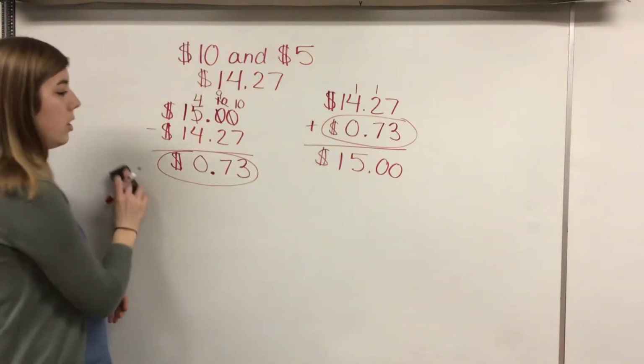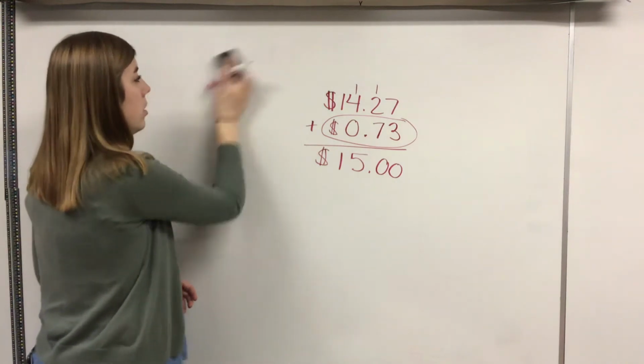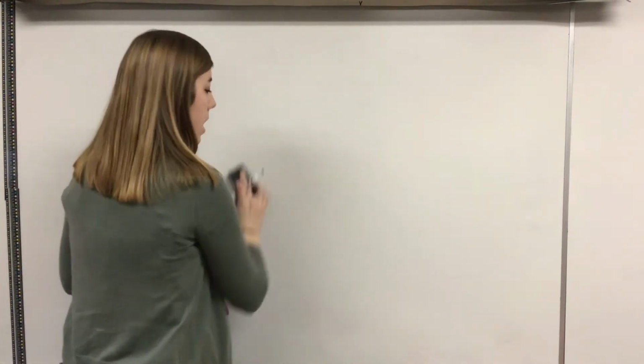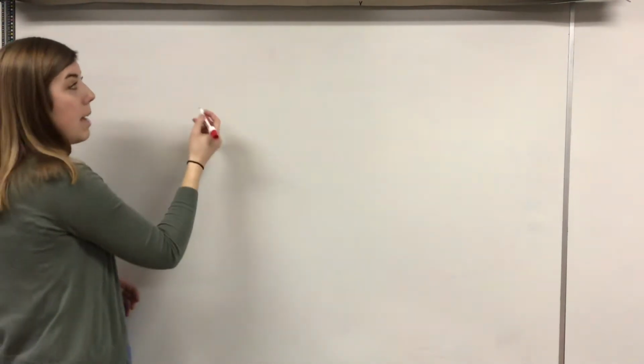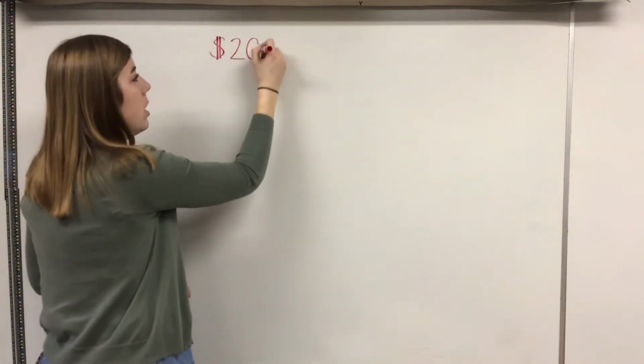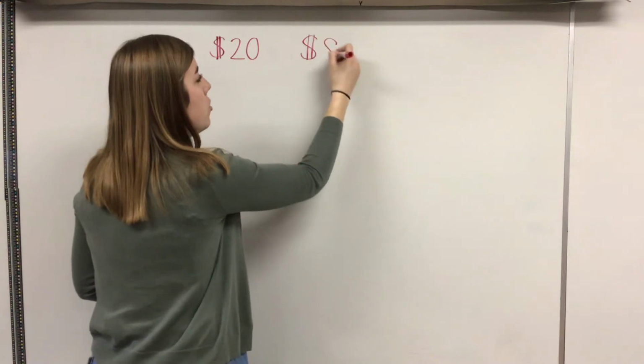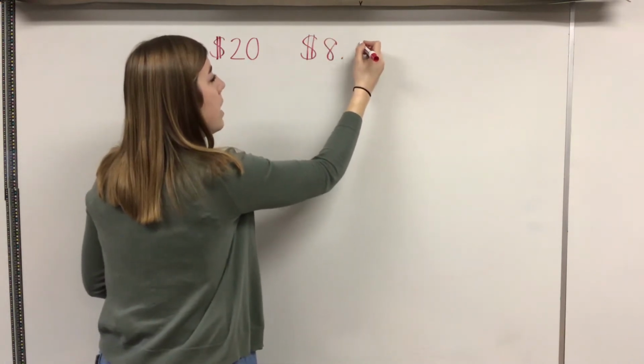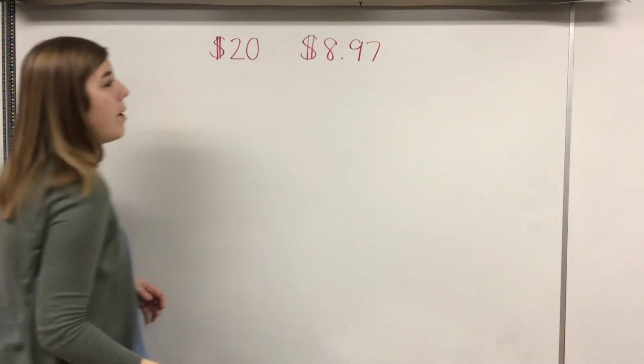Okay, let's look at another example. Let's say this time that I am giving back change. Somebody hands me a $20 bill, and their total was $8.20. Let's make it $8.97. Let's do that.